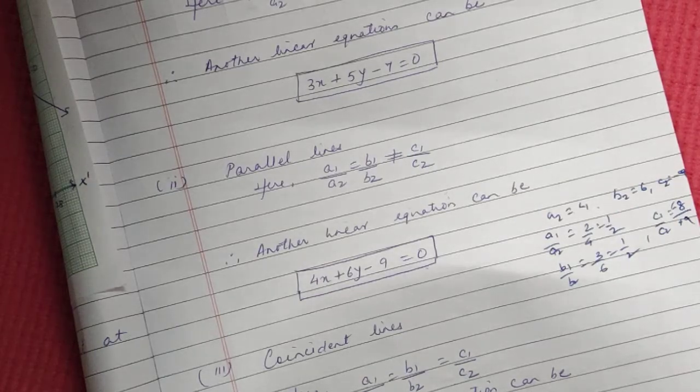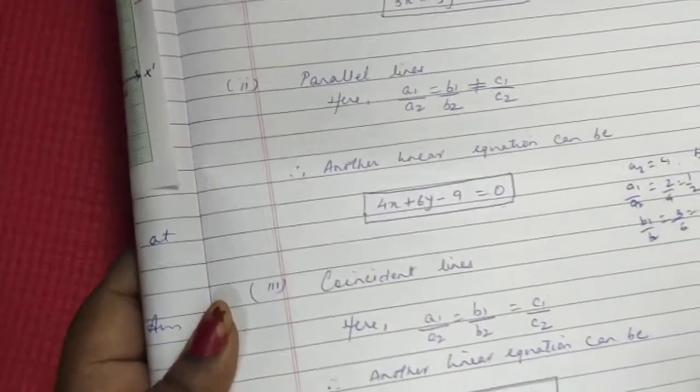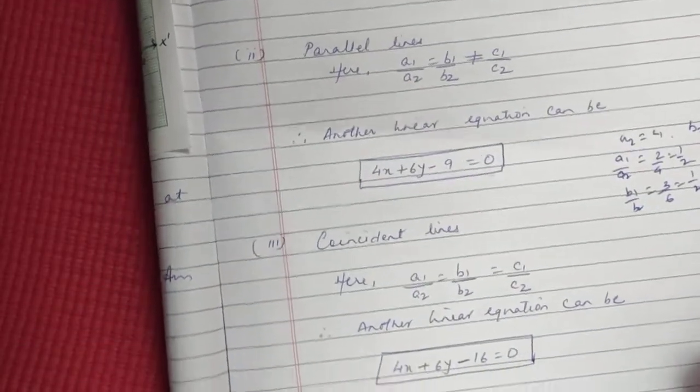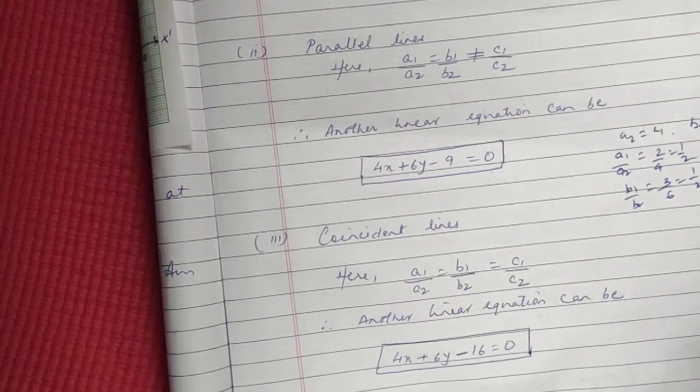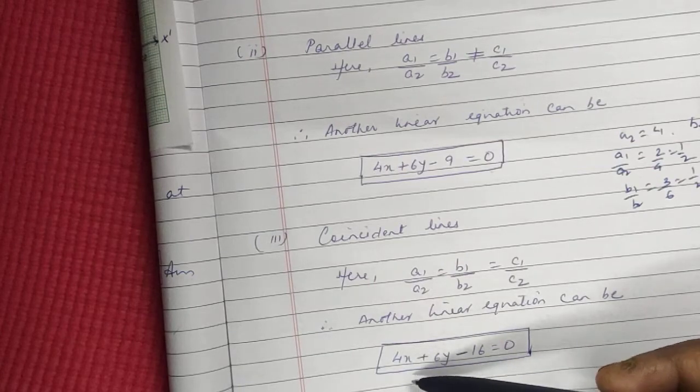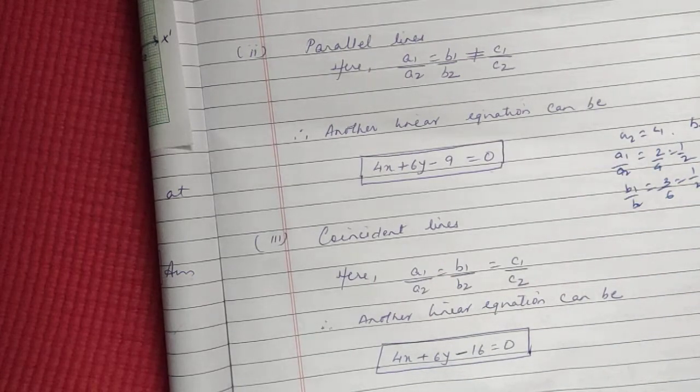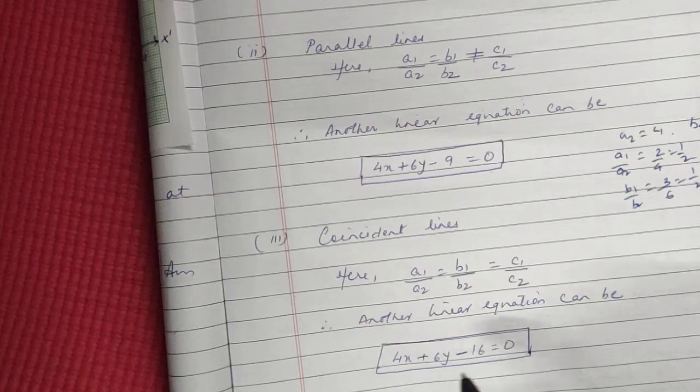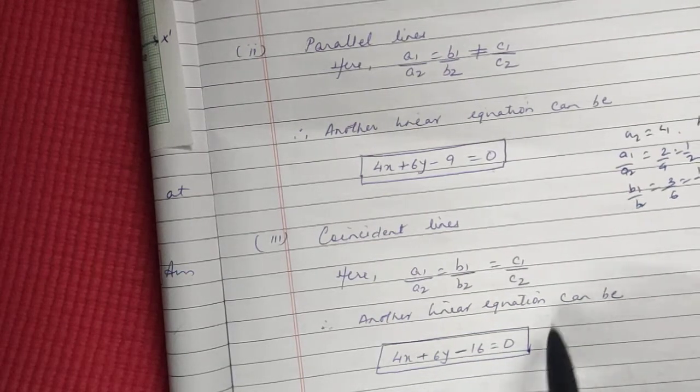Now the third equation which we have to make is for coincident lines. For coincident lines, they are equivalent fractions. So a1 by a2 will be equal to b1 by b2 will be equal to c1 by c2. It is the easiest equation which you can write down. You just have to write down the equivalent fraction. So I have just doubled the first equation. It was 2x plus 3y minus 8. I have written 4x plus 6y minus 16 equals 0.